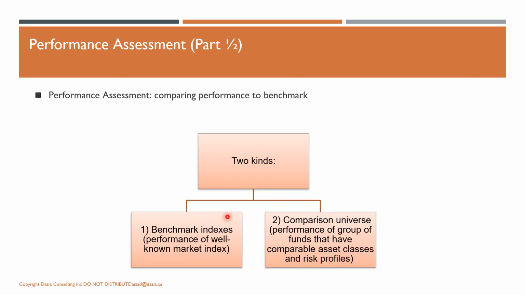The benchmark is when you look at all of the schools in all of Ontario, what are their results? Or what is the result for all of Canada for that grade, for that subject? That is a benchmark index. You're looking at everybody. So in the benchmark, there are a lot of different mutual funds whose returns we're going to look at. Overall, the market return. Whereas the comparison universe is more about looking at similar mutual funds.